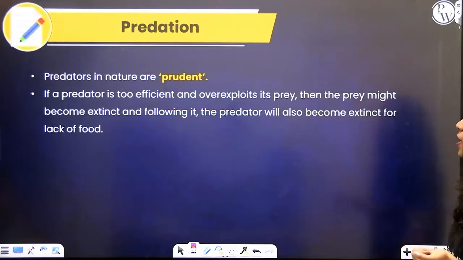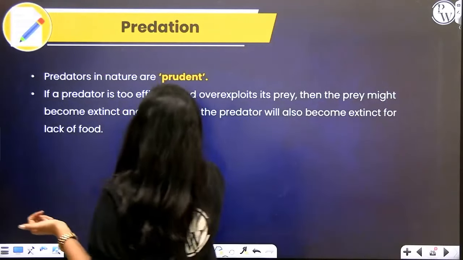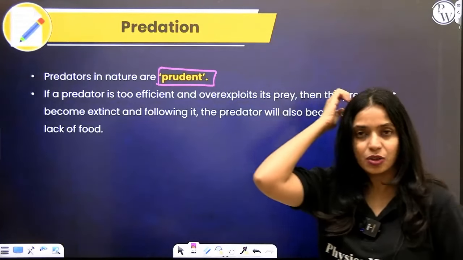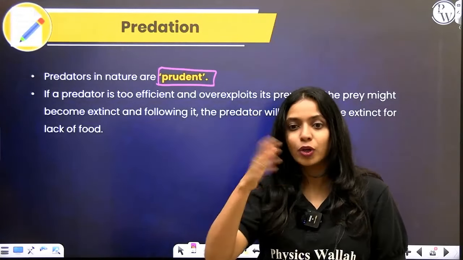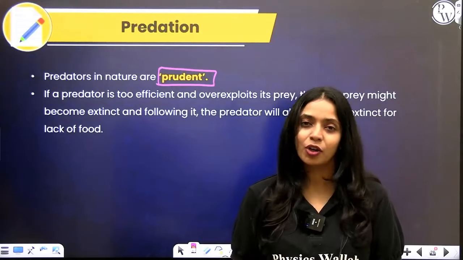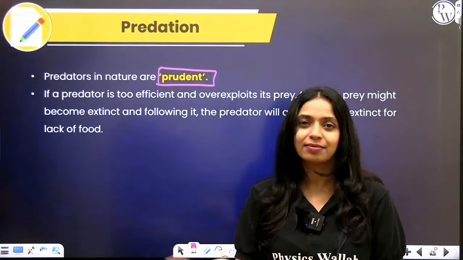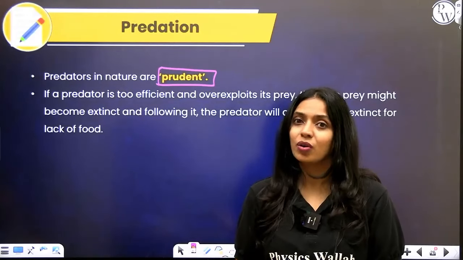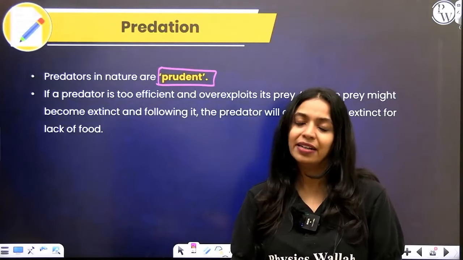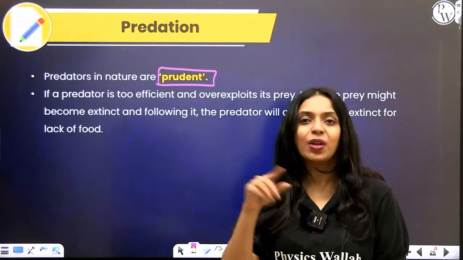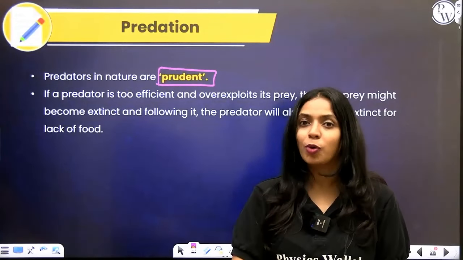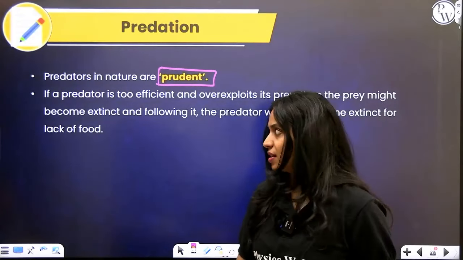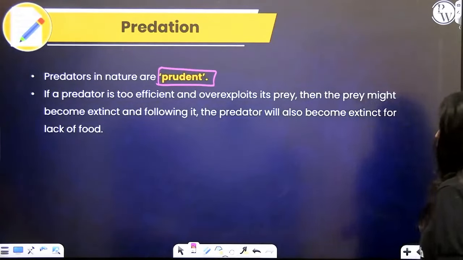Okay. Next, another thing to remember about predators is they are prudent in nature. They are very calculative in nature. They're not like us. Whenever you go to a buffet spread, regardless of whether you're hungry or not, you keep on eating, right? They don't do that. They don't hunt unless they are hungry, because they know if they overhunt and overeat, eventually the number of prey is going to come down, and there will not be sufficient to support them. As a result, they are prudent.